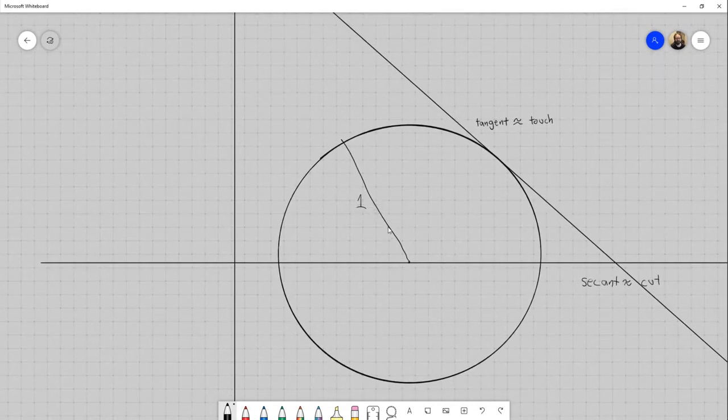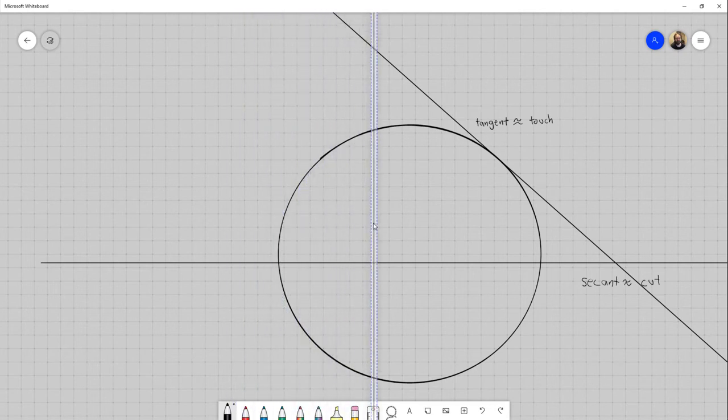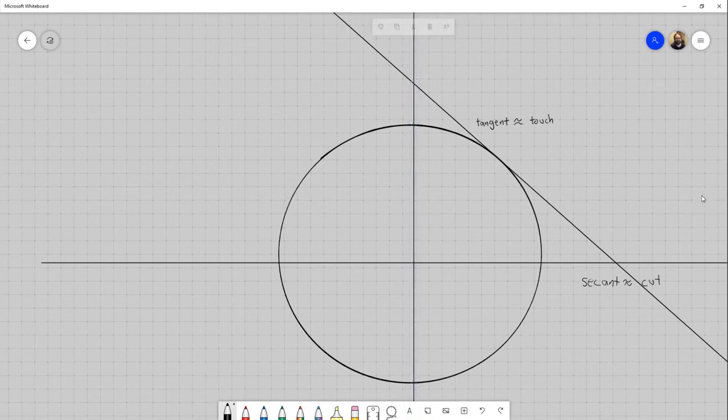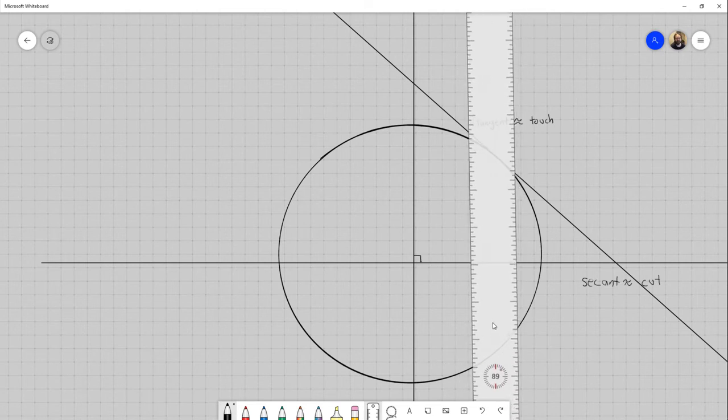I'm going to get rid of our radius here because it's just cluttering up the picture. Then I'm going to draw one more line in here that is another secant line that is perpendicular to the original secant line. So we've got basically 2 secant lines, one is our main secant line, and the other being the tangent line.